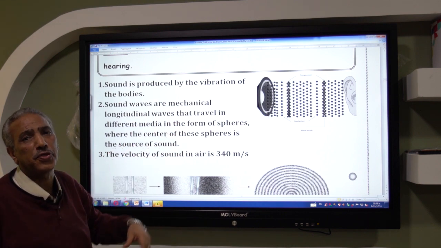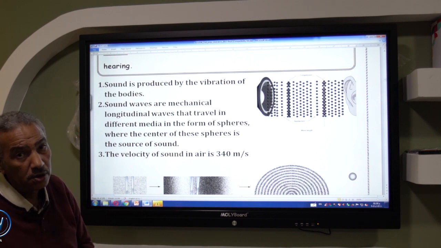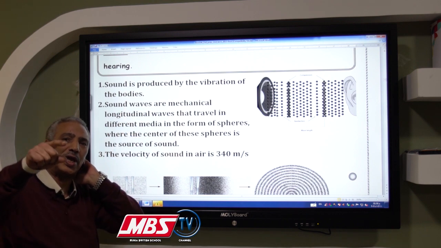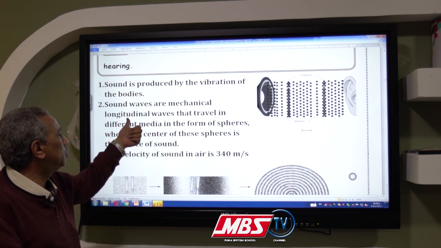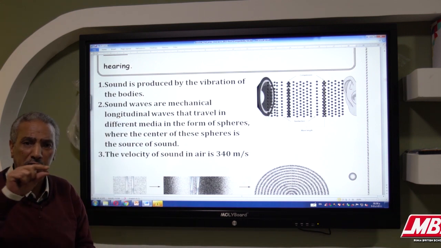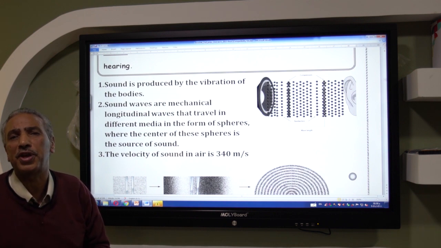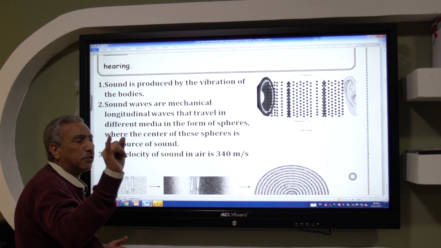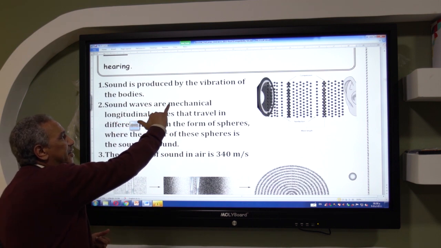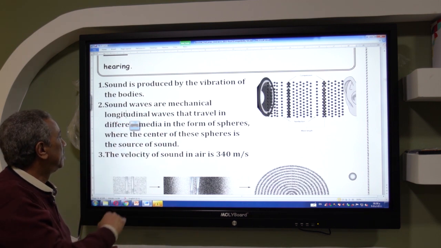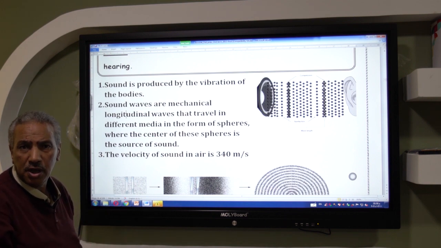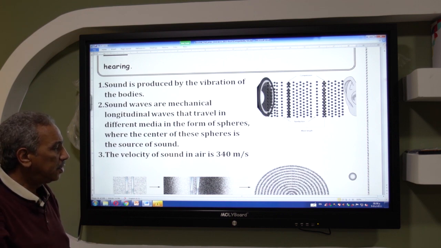Don't forget that mechanical waves are of 2 different kinds. One of them is the transverse waves. The other one is the longitudinal waves. Sound belongs to the longitudinal waves, the second type of the mechanical. Longitudinal waves means that the particles of the medium vibrate along the wave propagation direction. So we have to differentiate between the meaning of mechanical and the meaning of longitudinal. Again, mechanical needs a medium to propagate. Longitudinal means the particles of the medium vibrate in the same direction of wave propagation.